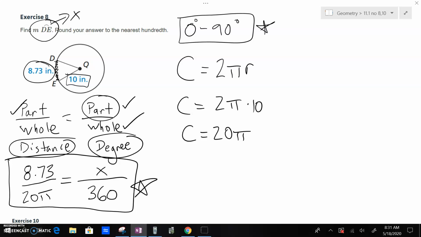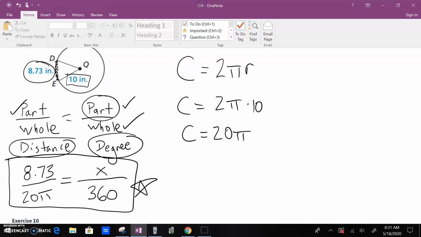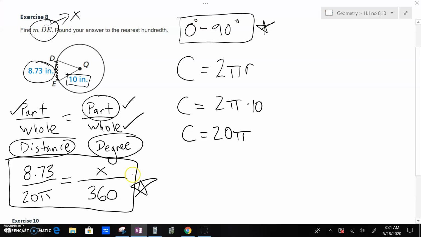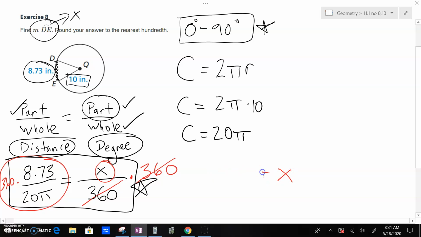To get x all by itself, I'm going to multiply both sides by 360. I'll switch colors here to indicate that now I'm actually doing something to the equation. The reason you do that is on the right-hand side, you cancel numerator and denominator, and you're left with just x. Then this is the big thing you're going to put into a calculator: 360 times 8.73 divided by 20 pi, and that's it. There are no more steps to the problem. Whatever you get is going to be the answer.